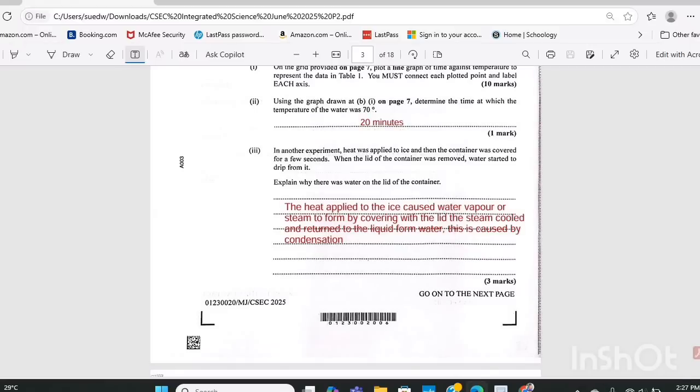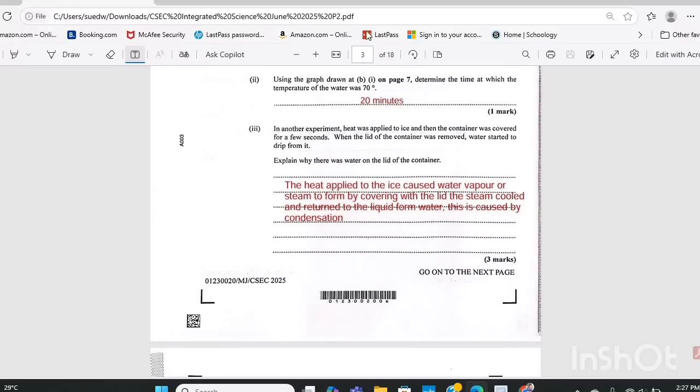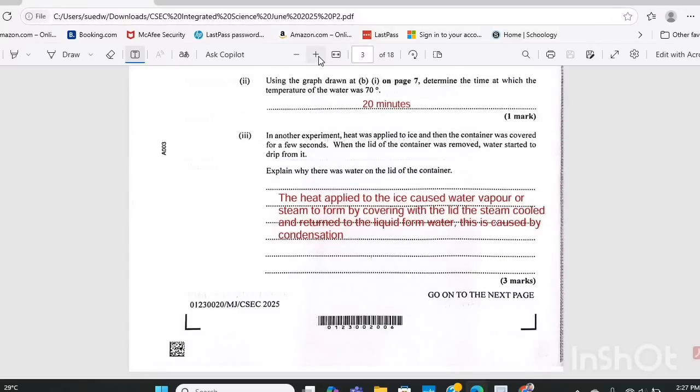Now it says in the next part, in another experiment, heat was applied to ice, and then the container was covered for a few seconds. When the lid of the container was removed, water started to drip from it. Explain why there was water on the lid of the container. So our answer would be that the heat applied to the ice caused water vapor or steam to form, and by covering with the lid, the steam is cooled and returned to the liquid form, water. So this is caused by condensation.